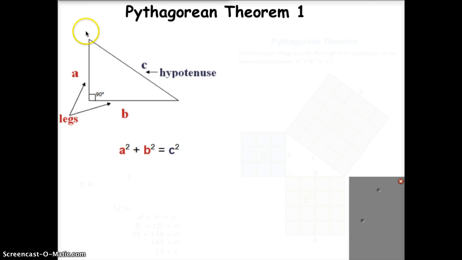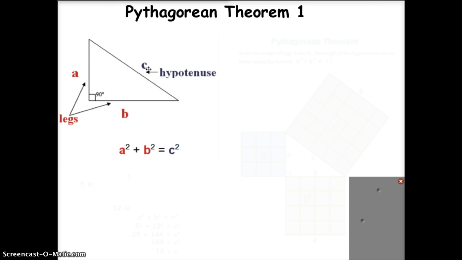On a right triangle, the two sides that make up the right angle are called the legs. We usually associate these two sides with the letters a and b. The side opposite the right angle is called the hypotenuse, and usually on a right triangle we associate this side length with the letter c.